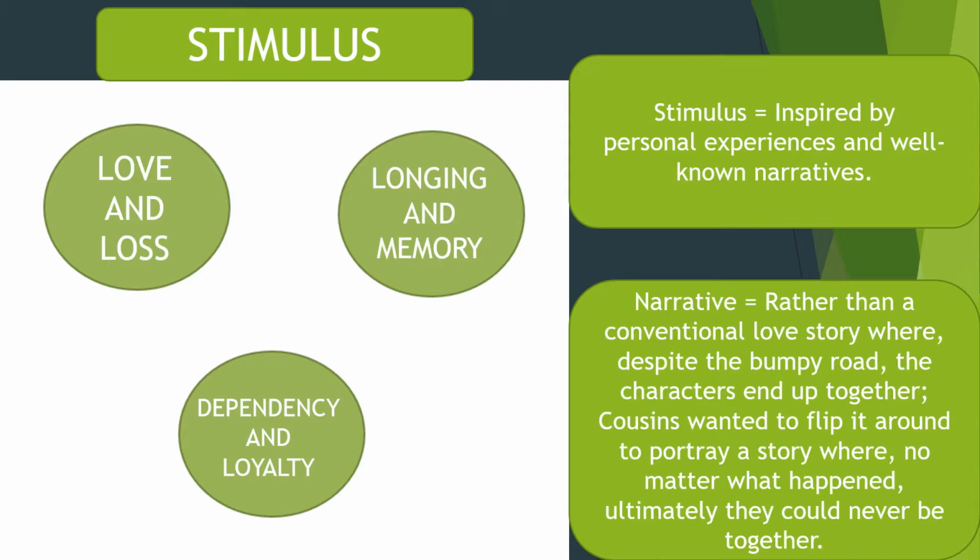I just want you to write this down, and this is taken directly from the fact file, but it says that rather than a conventional love story where despite the bumpy road the characters ultimately end up together, James Cousins wanted to flip it around to portray a story where no matter what happened they could never be together. Okay, so not a traditional love story where they fall in love at the end. That doesn't happen here. No matter what happens, ultimately they could never be together. So that's why we get that love story with a twist idea. Okay, if you need to, just pause this now to fill in your booklet.